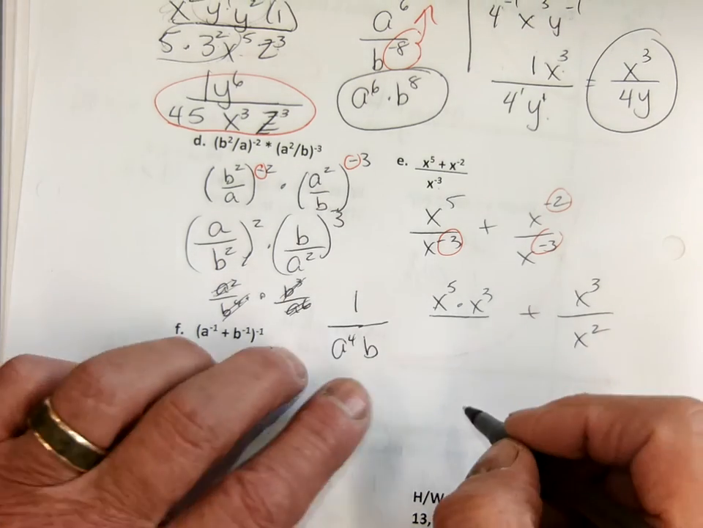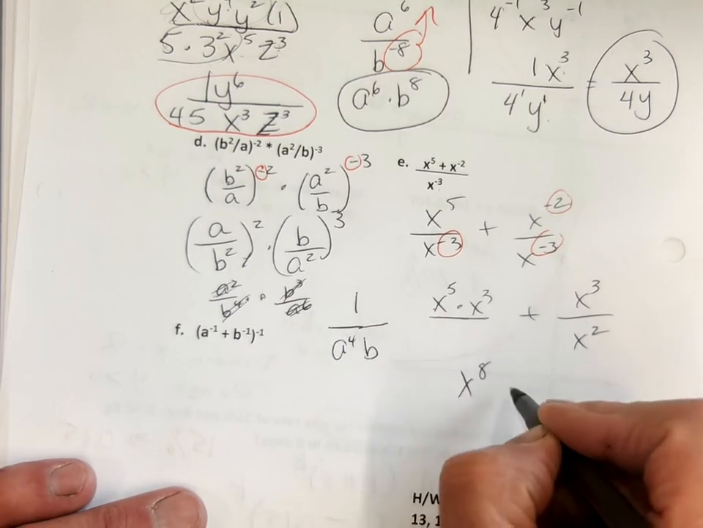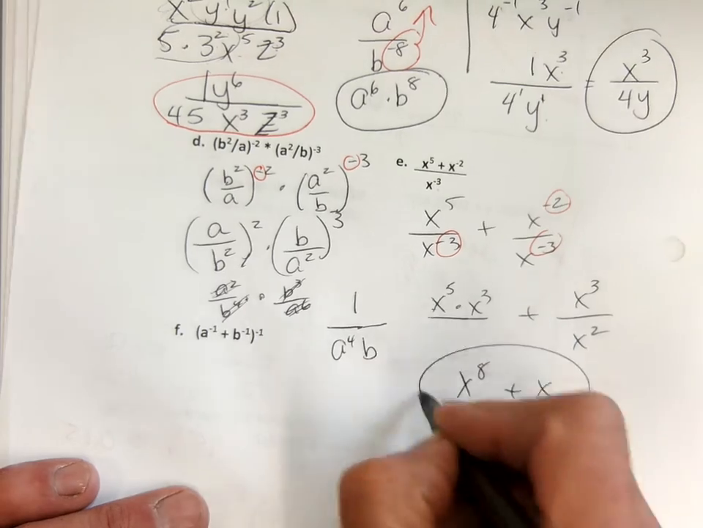And then finally, I'll simplify that. x to the 8th, thanks, Kai. Just throw, yeah, x to the 8th plus x.